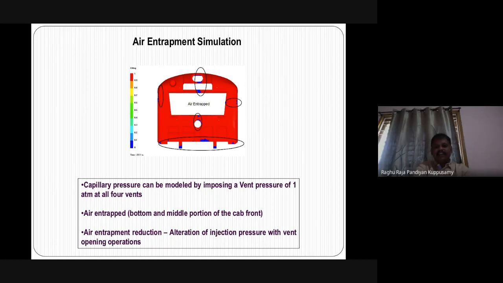Air entrapment reduction can be done again by altering the injection pressure with vent opening operators. There will be vent opening with smaller taps. It is not equal to vents actually. You can use smaller taps in such a way as to relieve the entrapped air, and again you can go for pressurized mold filling so that you can close all the micro voids also.